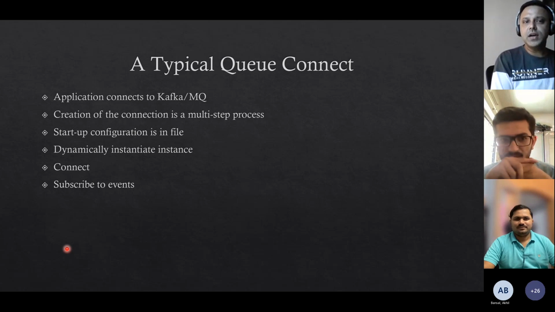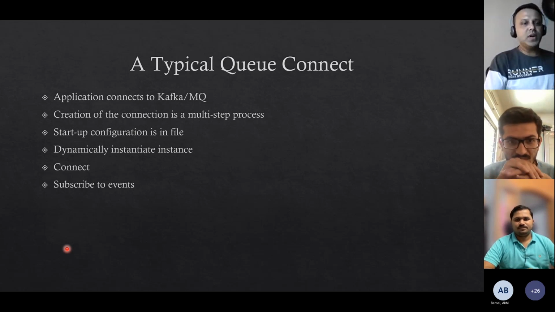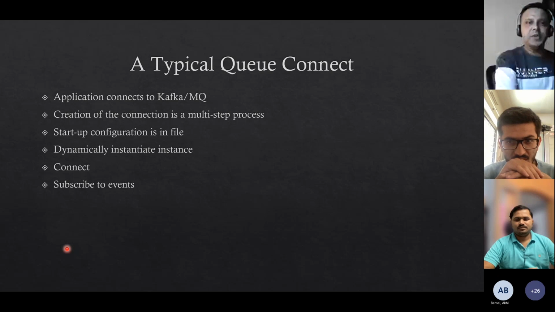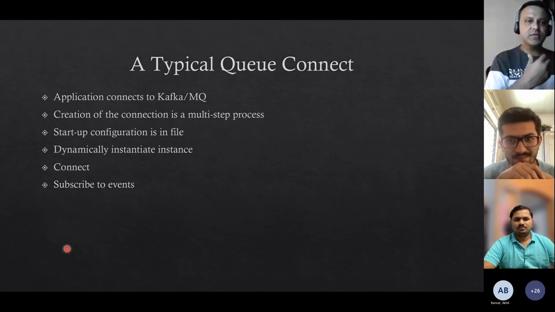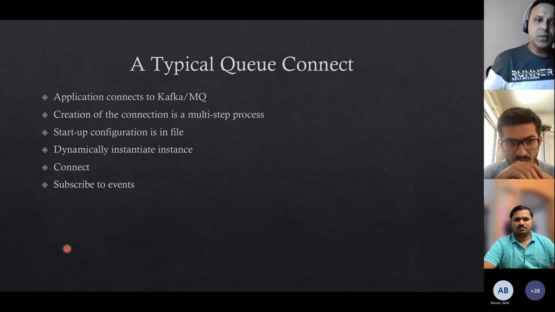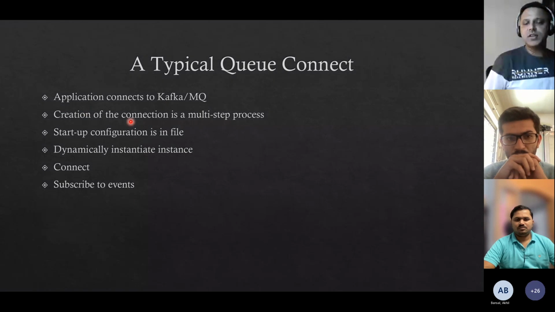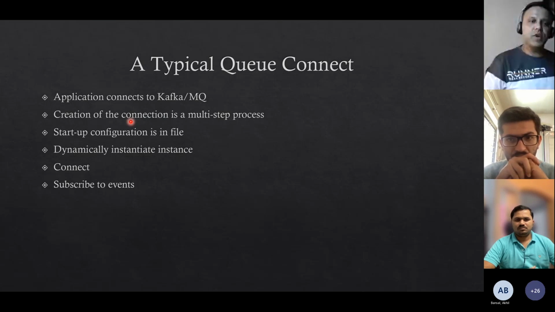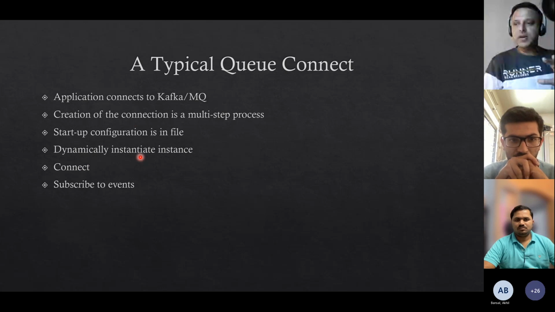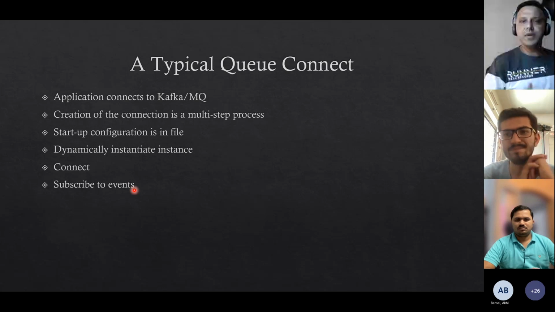So let's see a typical case. I want to connect to an external queue where I'll be able to subscribe for some messages. Okay, it's a very common scenario that you have to connect to something and receive messages. So the application connects. You have the creation of a connection as a multi-step process. You have to start up with some configuration in a file, where to connect, what is the concern that you're connecting for, dynamically instantiate a client, connect to it, and subscribe to events. Okay, this is what we are seeing in a typical connect.